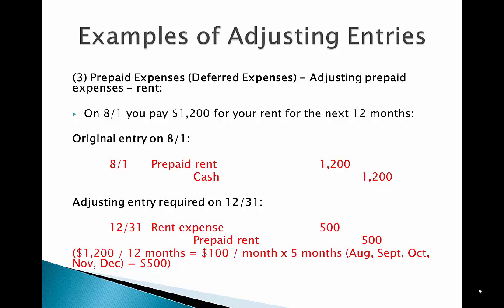The adjusting entry on 12/31 would be to debit rent expense, credit prepaid rent for $500. $1,200 divided by 12 months is $100 a month, times 5 months, August, September, October, November, and December, is $500.